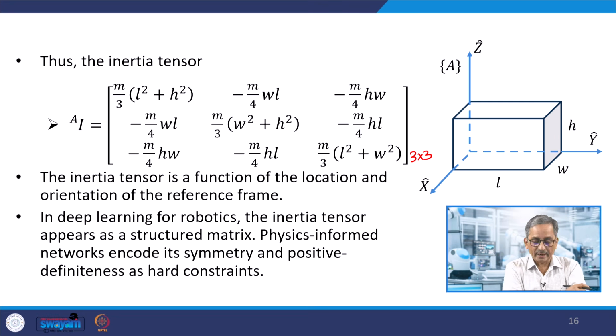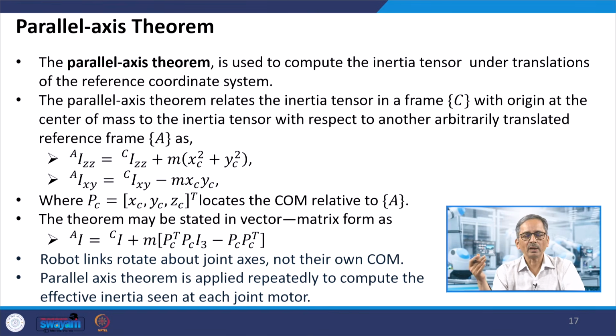The inertia tensor is a function of the location and orientation of the reference frame; I already talked about that. In deep learning for robotics, the inertia tensor appears as a structured matrix. Physics informed networks encode its symmetry and positive definiteness as hard constraints. These things we are going to see further when we discuss the AI related part of this course.